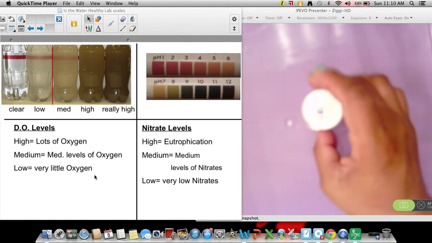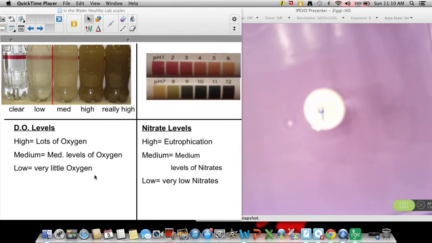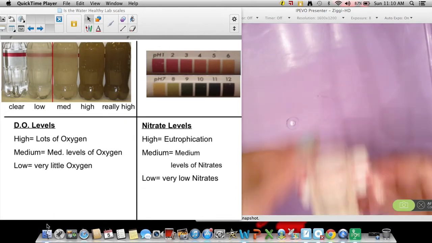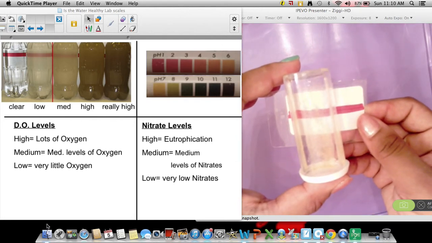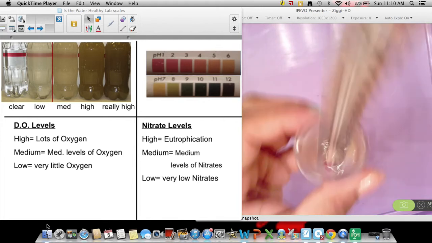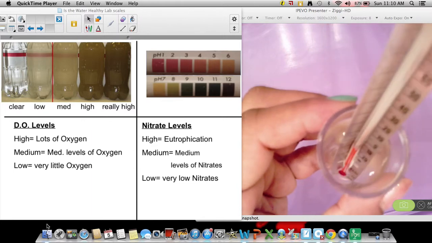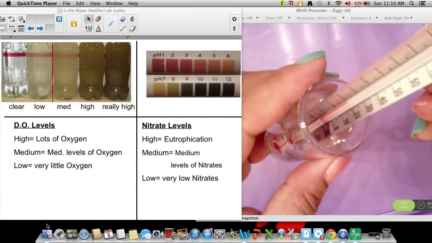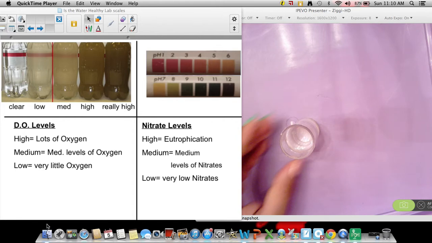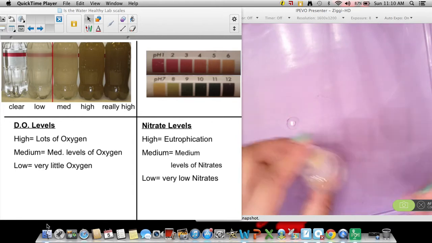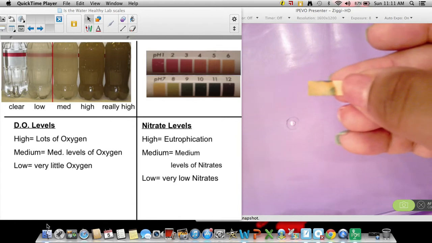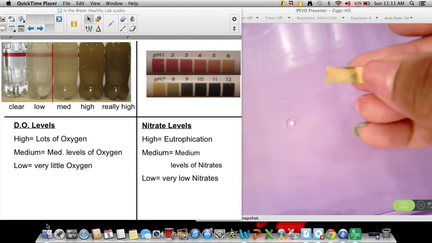Container 4. Turbidity. Temperature. It's about 21 degrees Celsius. pH. Looks like about a 7.5. It has some of the yellow and some of the green.